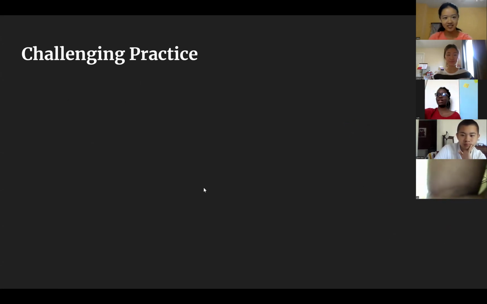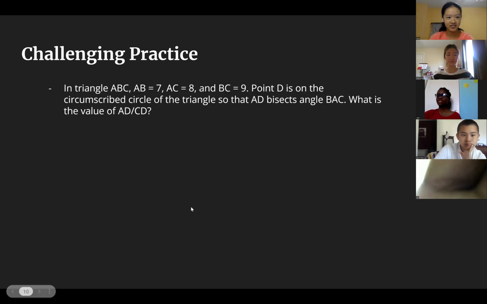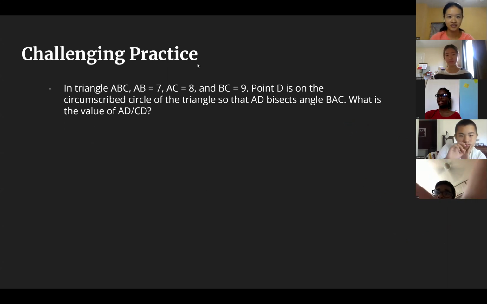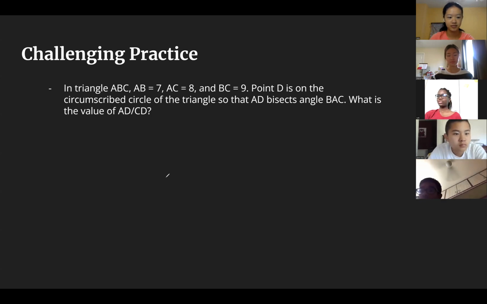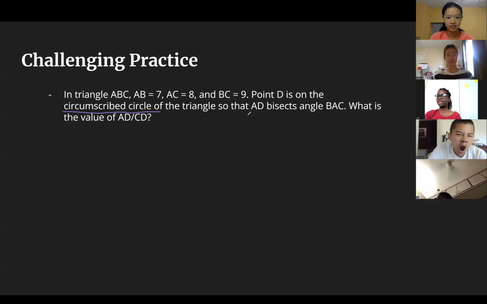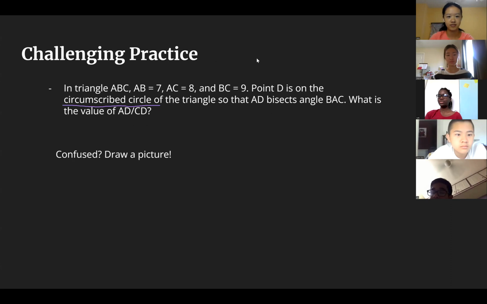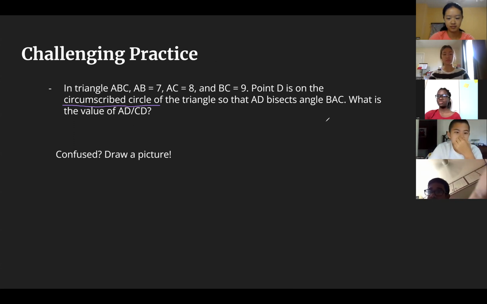So this one's a little challenging. In triangle ABC, AB equals 7, AC equals 8, and BC equals 9, and point D is on the circumscribed circle of the triangle so that AD bisects angle BAC. What is the value of AD divided by CD? And so in geometry in general, if you're confused about what they're asking you, then just draw a picture of it.